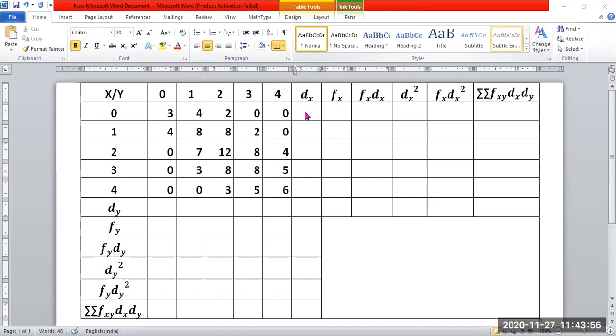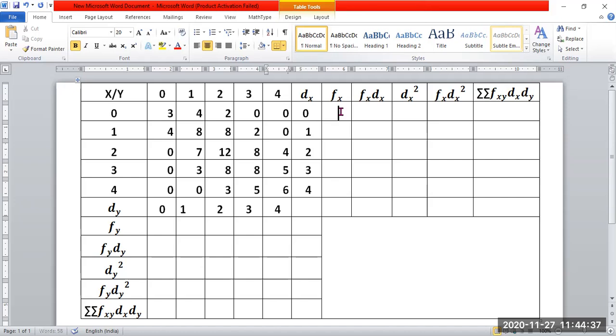In that case, you have to write the dx column as 1, 2, 3, 4. Sorry, the first one is 0, so 0, 1, 2, 3, 4. Okay, this is called dx. Similarly for dy, the width is the same for the x and y columns: 0, 1, 2, 3, 4. So this is for dx and dy. In all problems, please write 0, 1, 2, 3, 4. Okay, the next one I'm going to start.